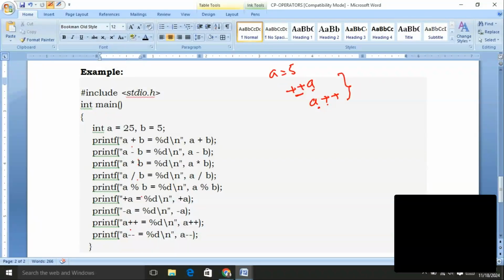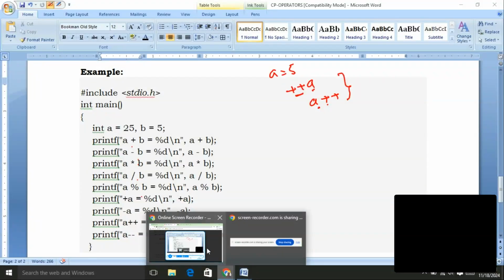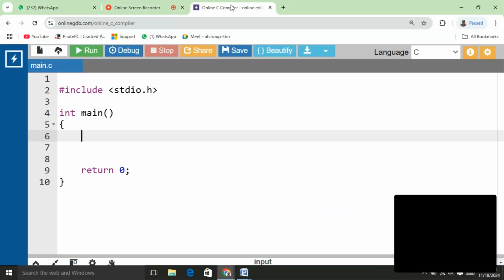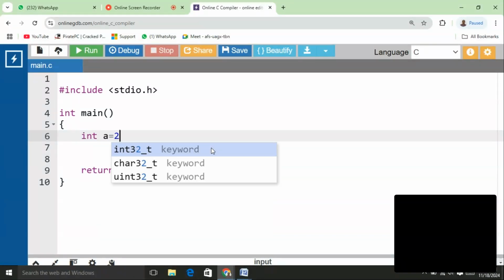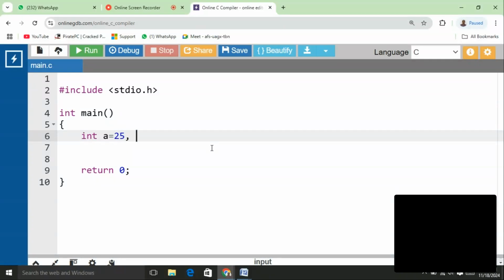So, dear friends, now I go to write the demonstrative program. Please observe carefully. For this, I am going to consider the online C compiler. Here I am going to write the programs. Please observe: int a value equal to 25, comma b value equal to 5, semicolon. We know that the semicolon indicates the termination of the statement.